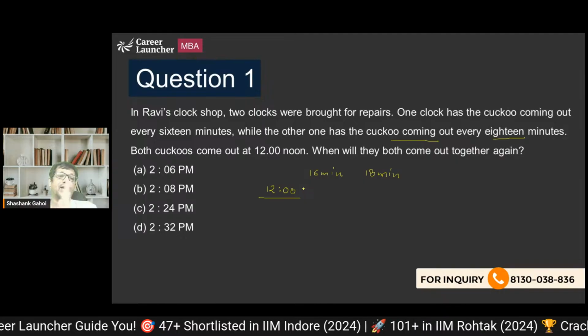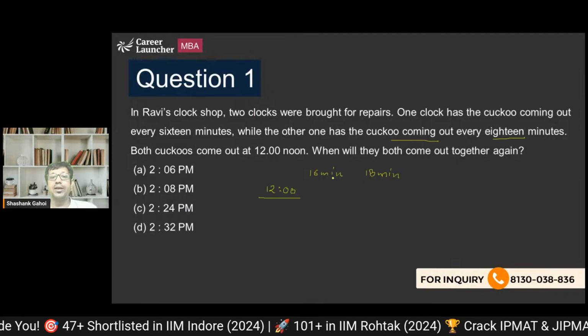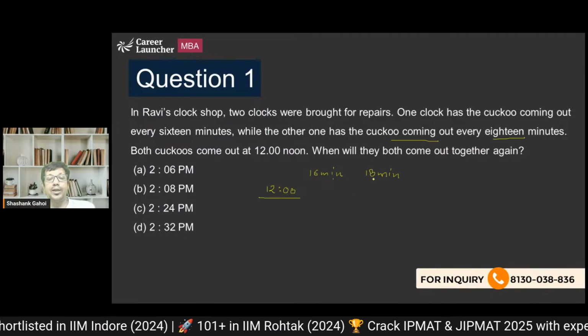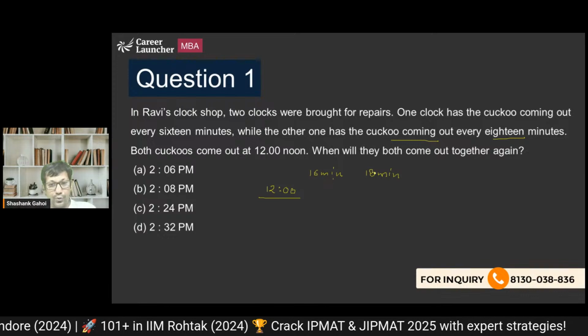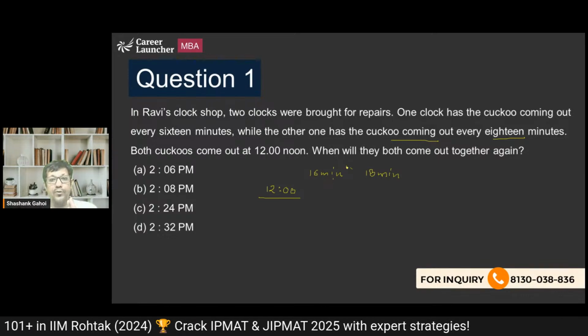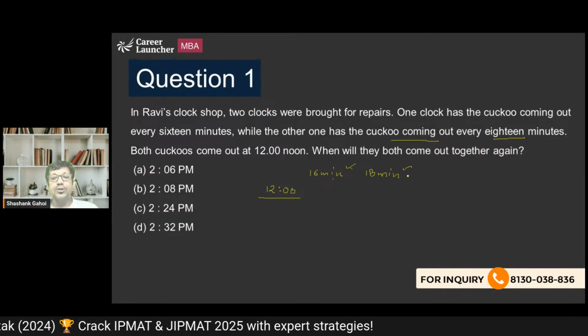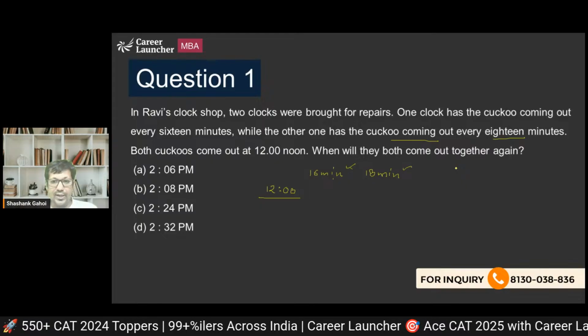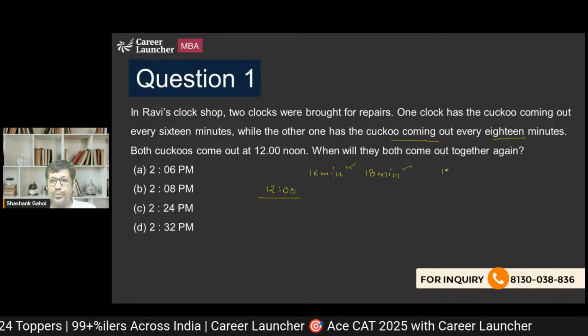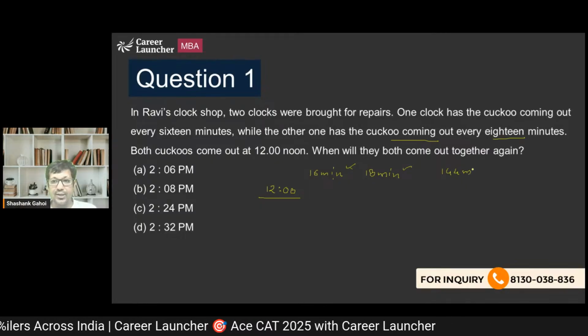So the first one is coming out after every 16 minutes. Second one is coming out after every 18 minutes. So both of them are going to come out after a multiple of 16 and 18. So what is the LCM of 16 and 18? So I can say that is going to be 144 minutes later.